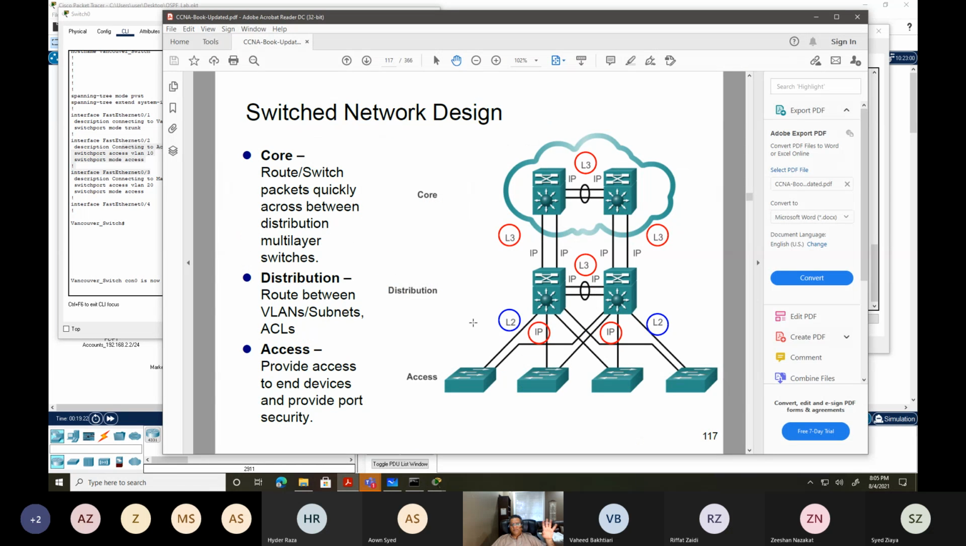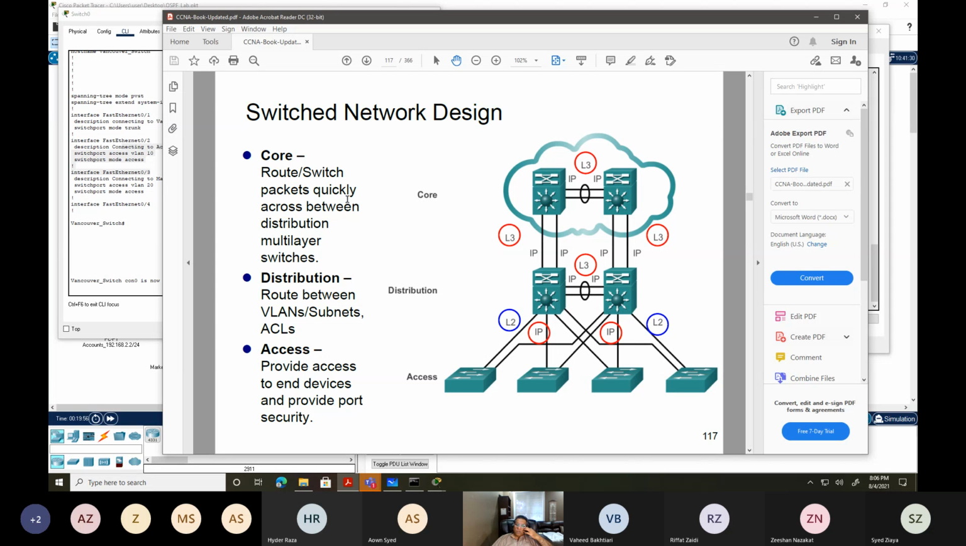Okay, this is basically switch network design. Both of these are layer 3 distribution. Access is only where your PCs are going to get connected. Those are called the access layer. Distribution routes between VLAN and subnet. So if they have VLAN 10, VLAN 20, VLAN 30, whatever that is, you can call it inter-VLAN routing.